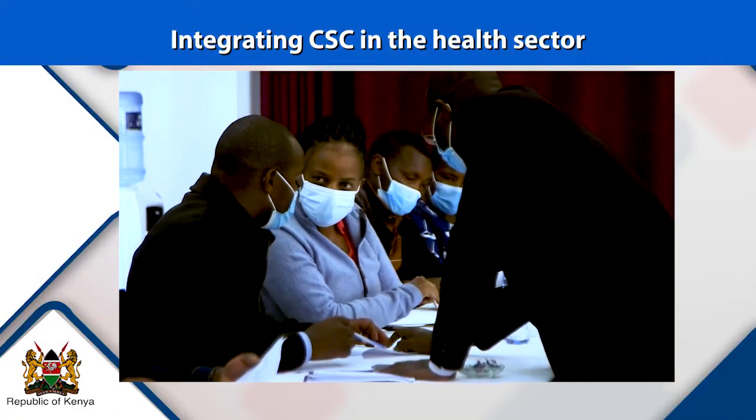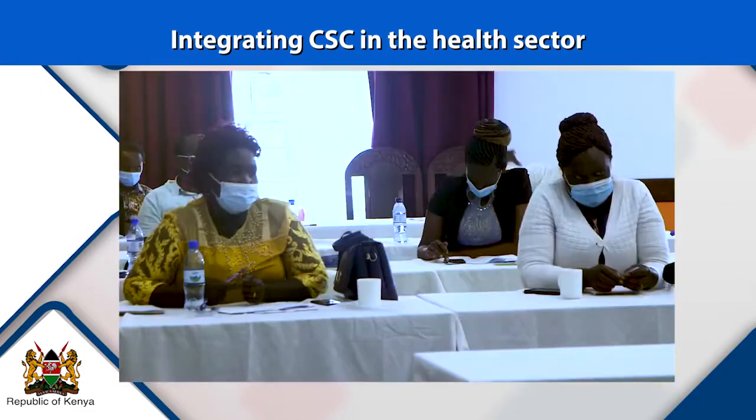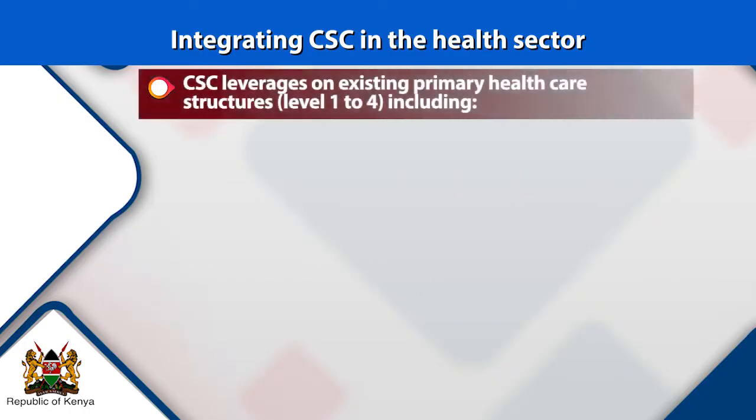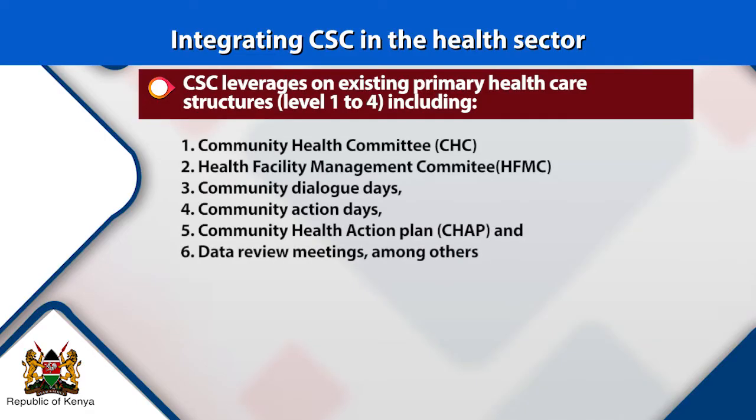Integrating community scorecard in the health sector. Community scorecard leverages on existing primary healthcare structures, level 1 to 4, including the Community Health Committee, CHC, the Health Facility Management Committee, HFMC, Community Dialogue Days, Community Action Days, the Community Health Action Plan, CHAP, and data review meetings, among others.